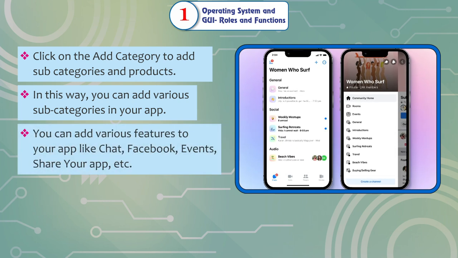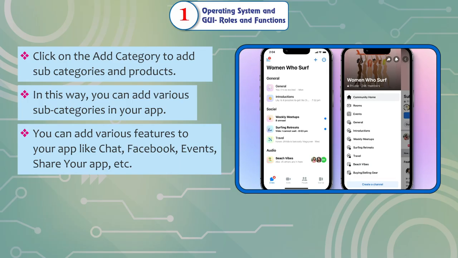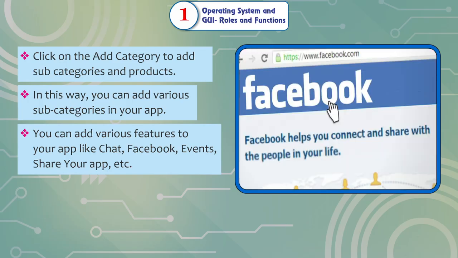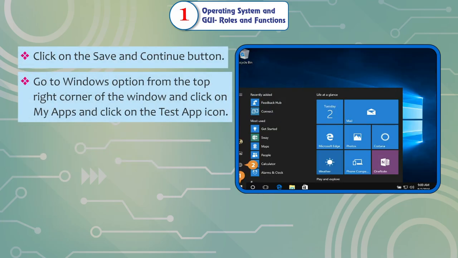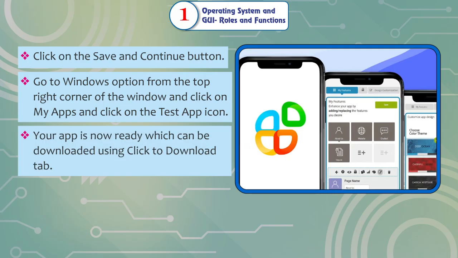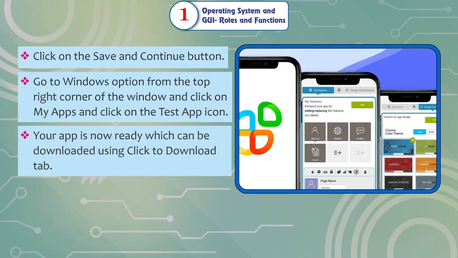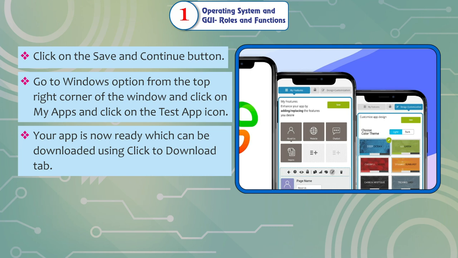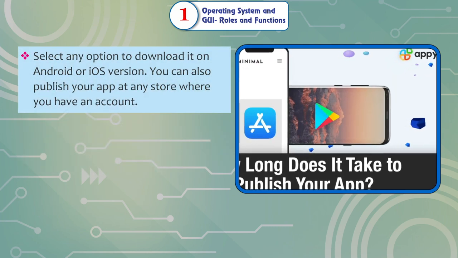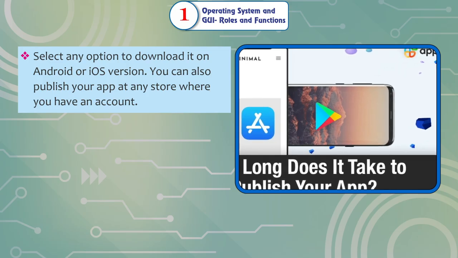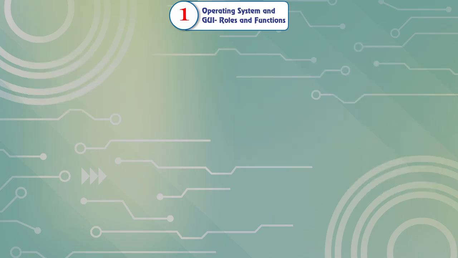You can add various features to your app, like chat, Facebook, events, share your app, etc. Click on the Save and Continue button. Go to Windows option from the top right corner of the window and click on My Apps and click on the Test App icon. Your app is now ready, which can be downloaded using the Click to Download tab. Select any option to download it on Android or iOS version. You can also publish your app at any store where you have an account.